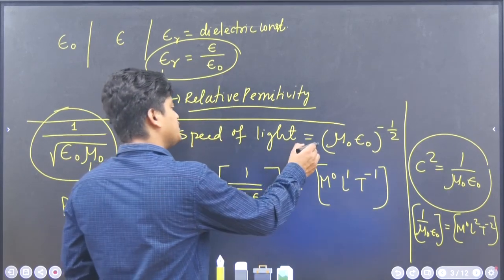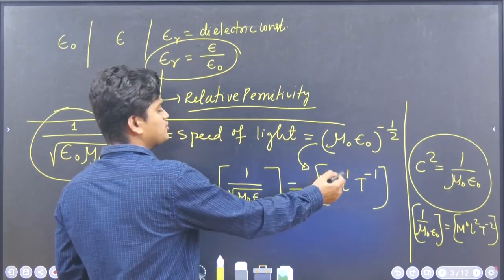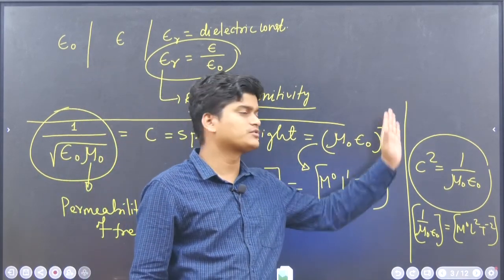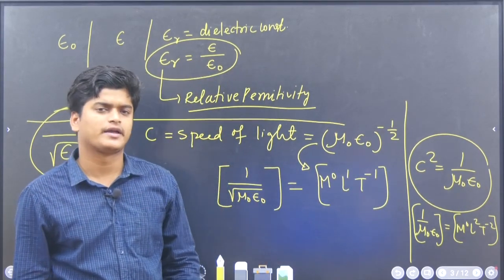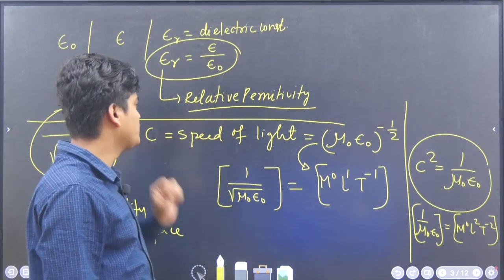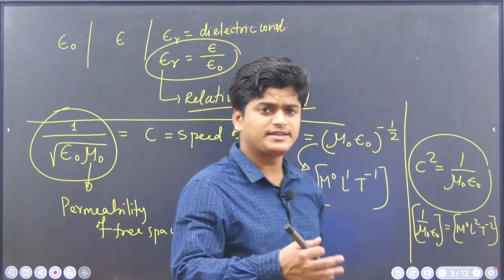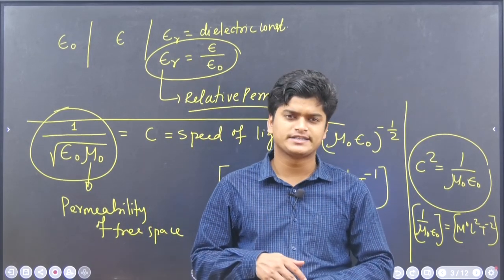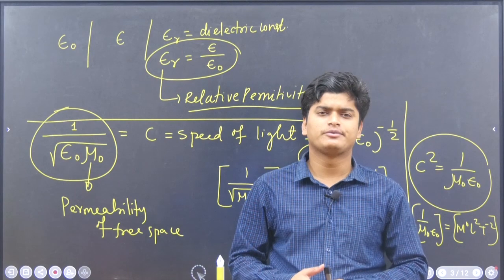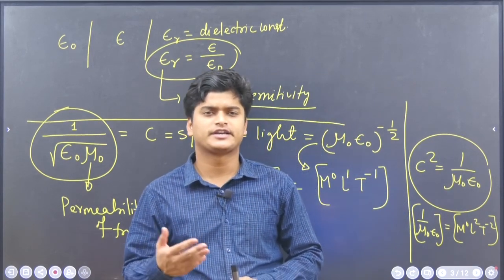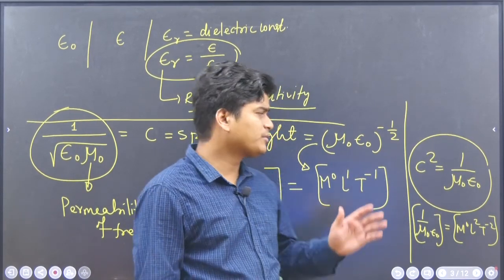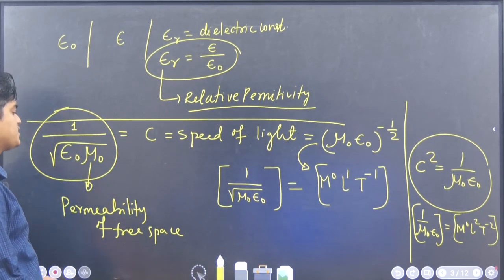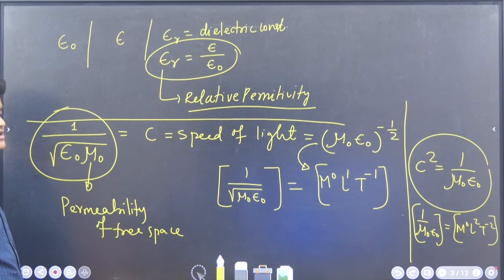So the dimension of this one is m0 L1 t to the power minus 1, because this is nothing but mu naught epsilon naught to the power minus half. So this is all the idea about some certain formulas. There are many constants and many quantities. When we study the lectures, at that time we will understand the different quantities. Whatever the most important quantities, their constant values, SI units and dimensions, we are understanding here.